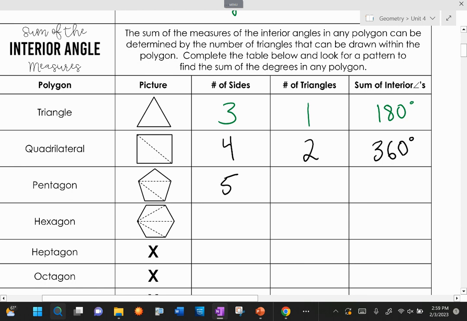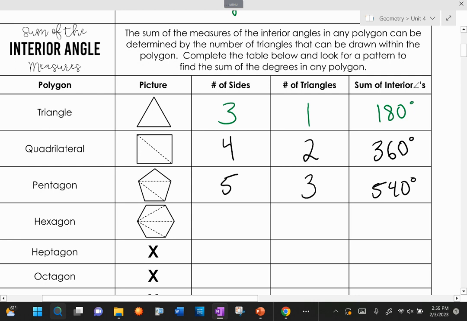Pentagon. A pentagon has how many sides? 5. How many triangles do you see? 3. How many degrees does it have? 400. You've got to think, 420 would not be possible. You've got to think, okay, what's the pattern? We just went up an extra side. That went up by how many degrees? 90. It went up by 180. So are you going to double 360 like you doubled 180, or are you going to go up by 180? You're going to go up by 180.